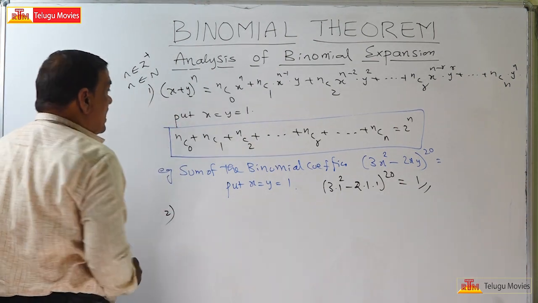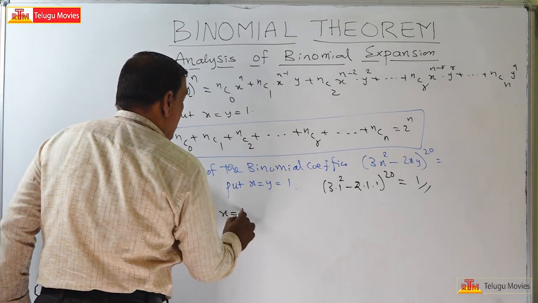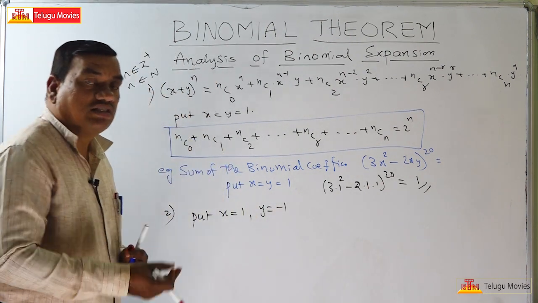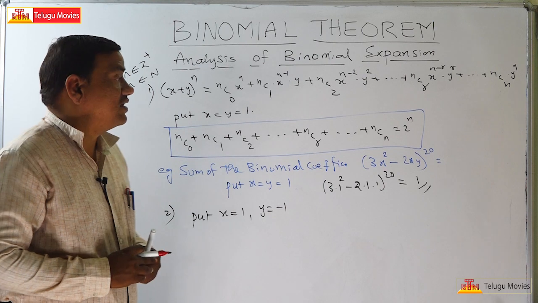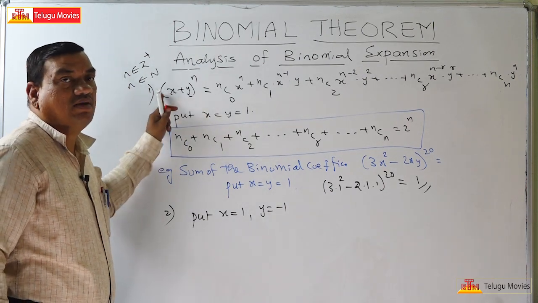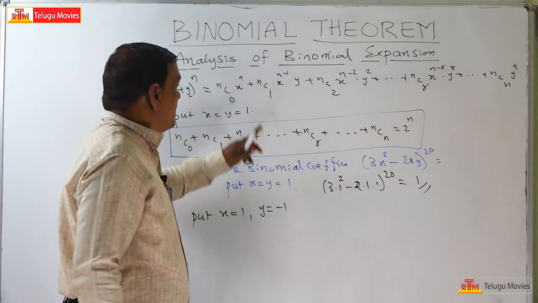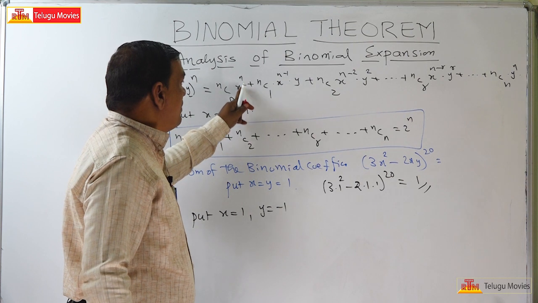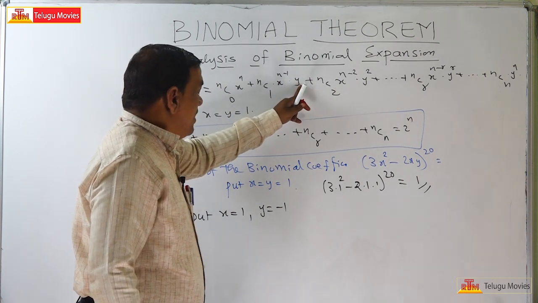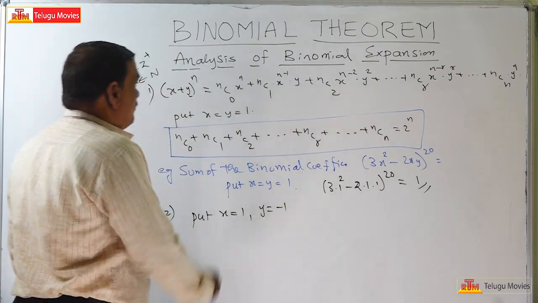Now coming to the second result, if you put x is equal to 1 and y is equal to minus 1, let us see what happens. Here the x value is 1, the y value is minus 1. 1 minus 1 is 0, and 0 to the power of n is 0. Now if you observe here, 1 power n is 1. Here the y value is minus 1, so minus will come.